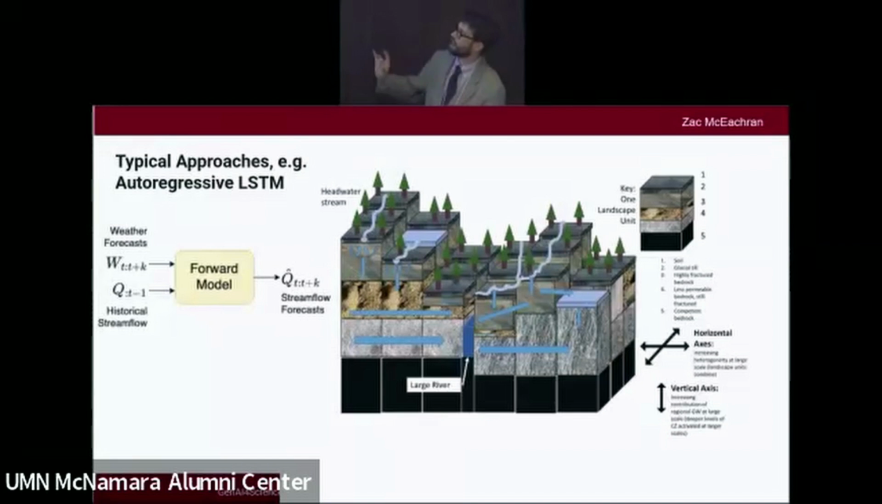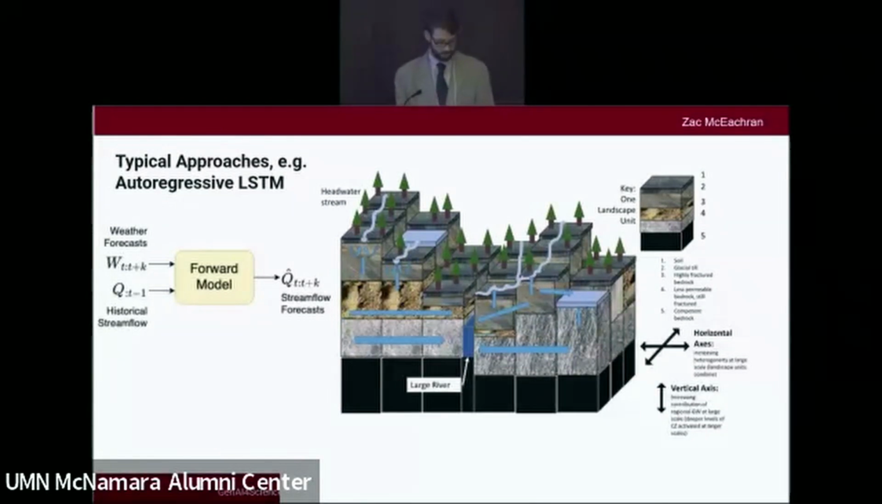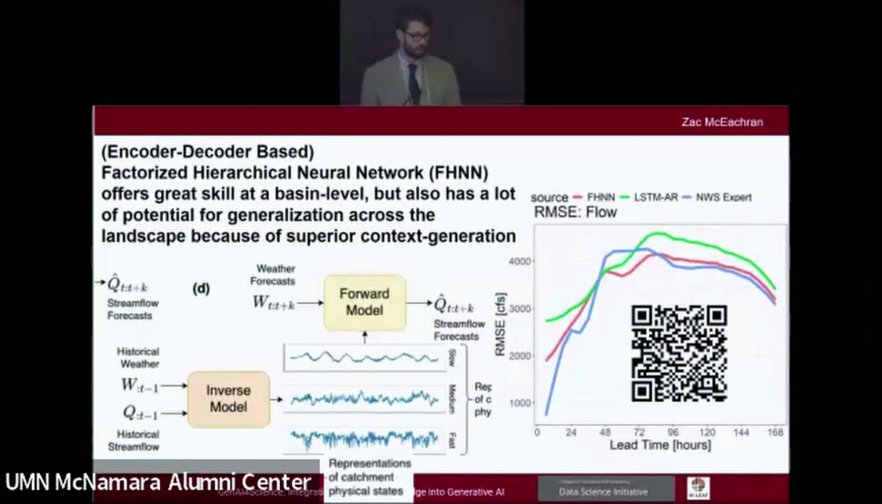And you can see that it's not only heterogeneous as far as the process, but also just the context, right? Like each one of those individual cells is not going to be the same as the ones around it because of that context. So colleagues and I have developed an encoder-decoder based, LSTM based, we call it the factorized hierarchical neural network, or FHNN.